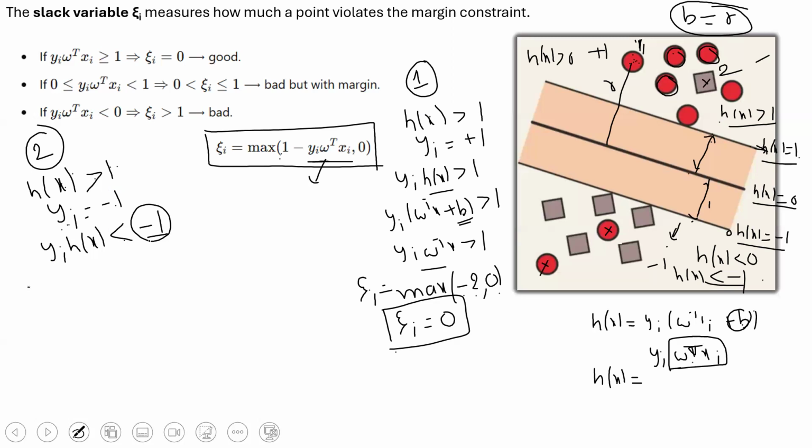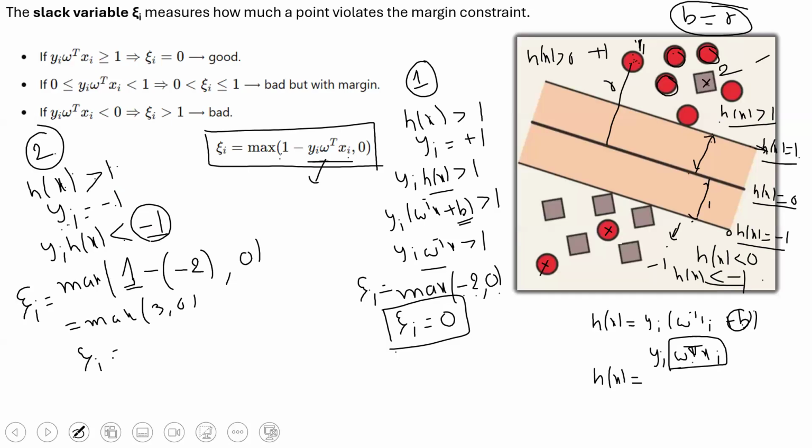So now if you calculate the slack, the maximum of 1 minus yi w transpose xi for the wrongly classified point 2 will become negative. Let's call this minus 2, comma 0. So this becomes the maximum of 1 minus minus 2, that is 3, comma 0. So the slack for this is becoming positive. Okay, so two things you have to understand.